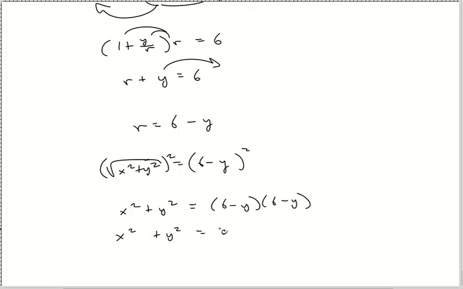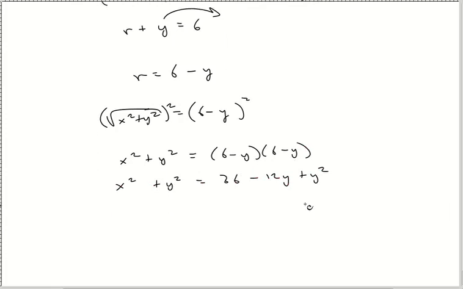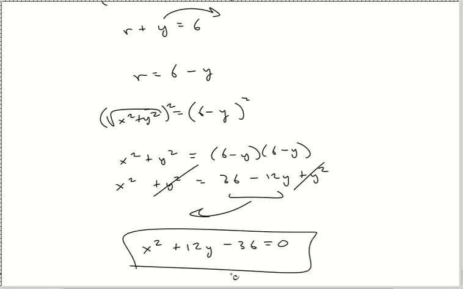And so we got 6 times 6 is 36. We'll get a negative 12y. Two negatives make a positive y squared. Cool. Well, notice that these y squares on both sides, you can actually cancel them out. Then move these guys over to the other side. x squared plus 12y minus 36 is equal to 0. That's good, I guess.